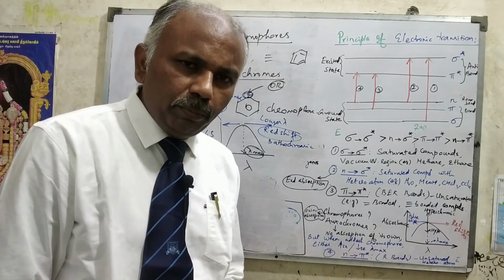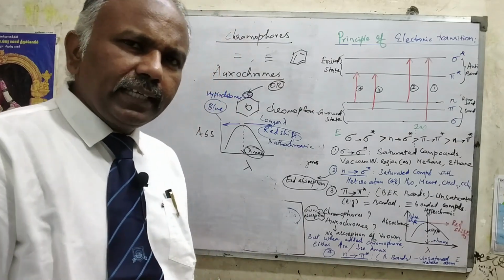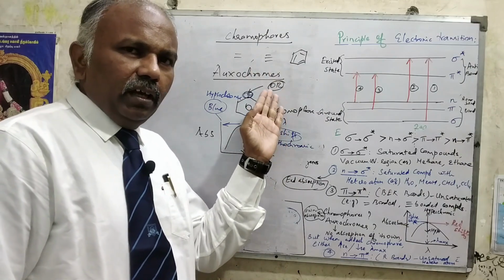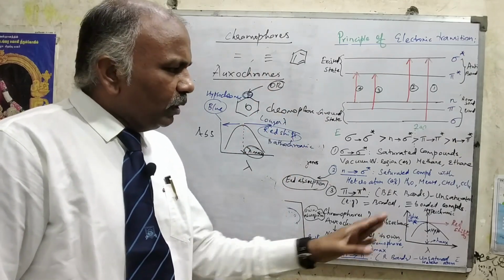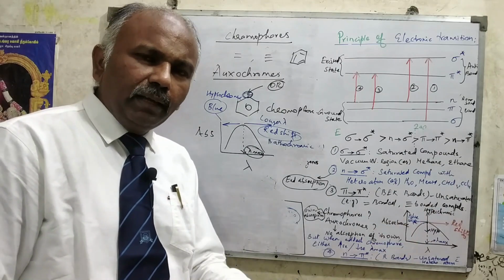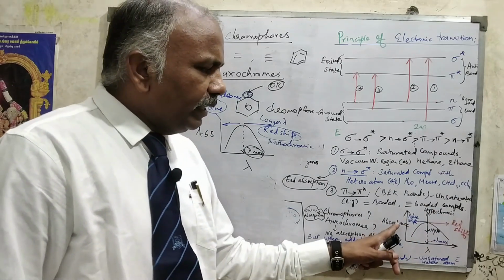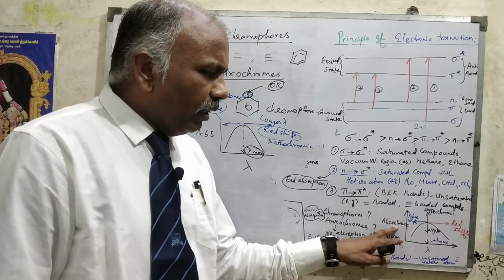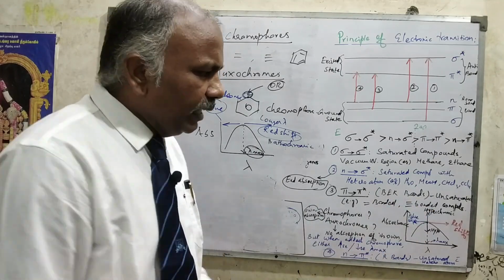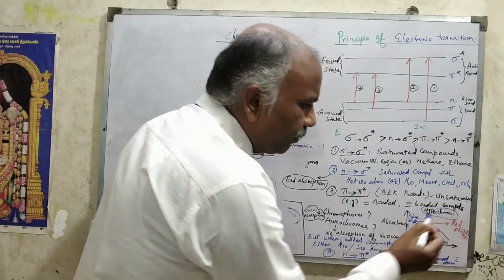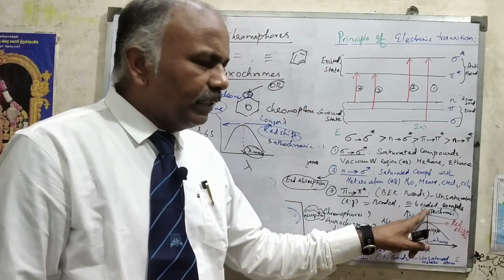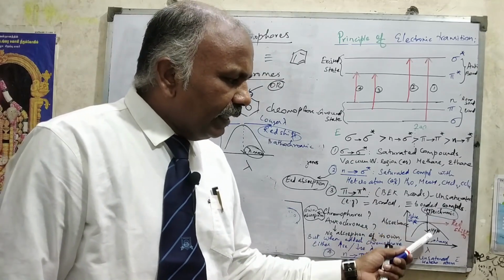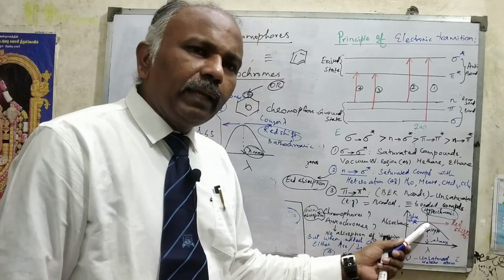In some cases, what will happen? When we are attaching the auxochrome to the chromophore, you will not have this red shift or blue shift. In some cases, there is only an increase in intensity of the absorption. After attaching the auxochrome, if there is only an increase in intensity of absorption, then it is called hyperchromic shift. And if there is any decrease in intensity of absorption, it is called hypochromic shift.